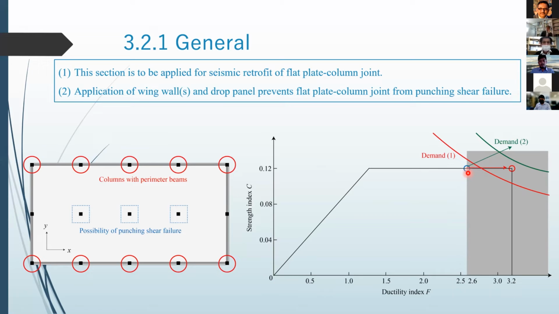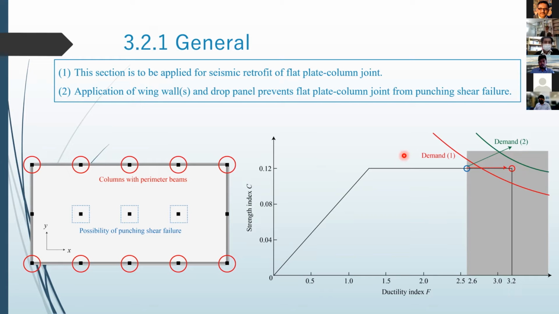For example, if we can remove the upper limit of F 2.6, the performance point moves to the right side, and here it is beyond the red curve, so it satisfies the seismic demand. However, if the seismic demand is shown as the green line, the red one is also not enough. So we have to increase strength as well as deformation.